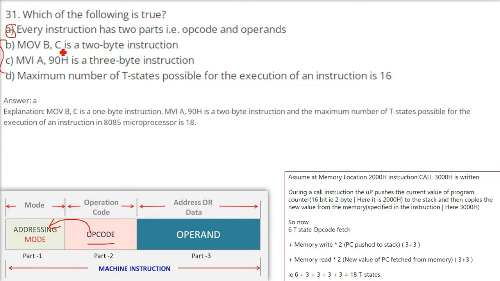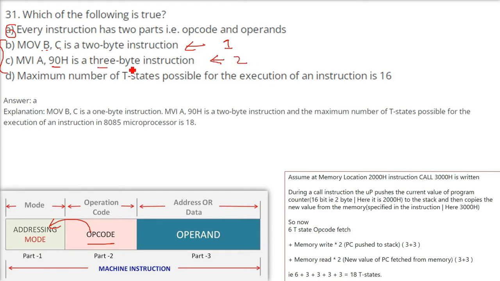MOV B,C is given as a 2-byte instruction, but there is no data present. It is just B, C, so it is a 1-byte instruction. Since in MVI we have a data byte present, it is a 2-byte instruction. So the option with MOV is incorrect because it says 2-byte but it is actually 1-byte, and MVI is given as 3-byte but it is actually 2-byte.